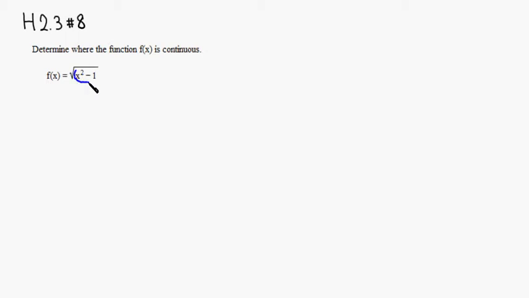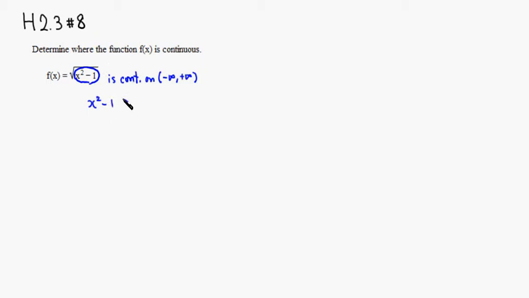So when you have a square root, we have to make sure that this guy is continuous. But x squared minus 1 is just a quadratic function, which is a polynomial of degree 2. So this guy is continuous on all real numbers from negative infinity to positive infinity. Right? So this guy doesn't really give us any restriction.